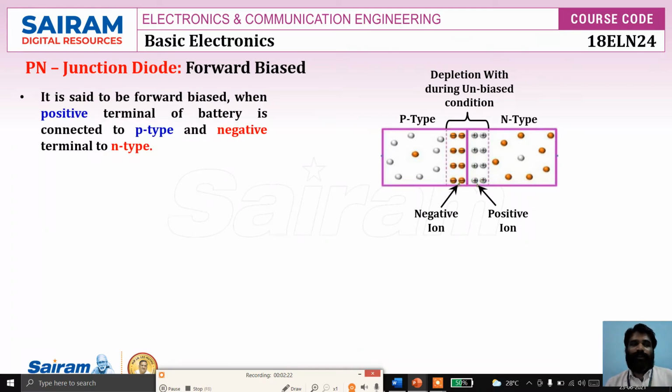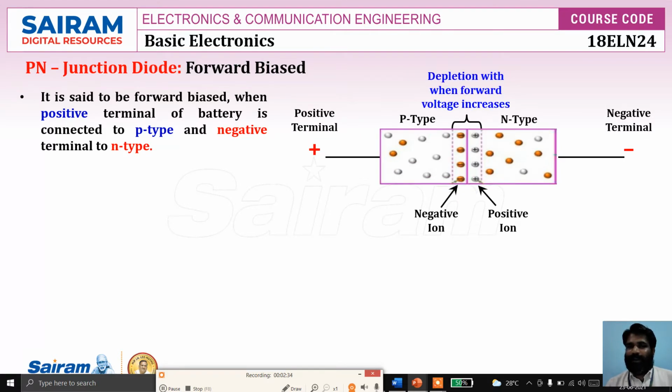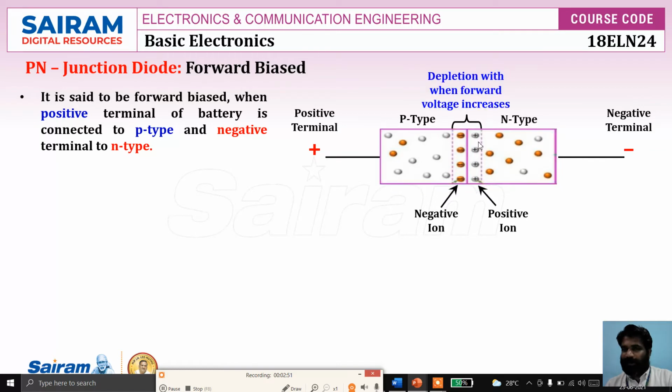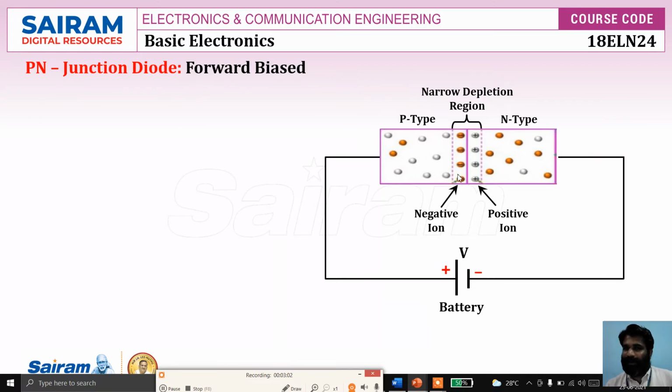Here the diode is said to be forward biased when the positive terminal of the battery is connected to P type and the negative terminal is connected to N type. When you connect the potential, the depletion region gets reduced. See, this is the unbiased condition. When you connect the positive terminal to P type and negative terminal to N type, the depletion region gets reduced as the forward bias voltage increases. This is the positive ion and negative ion, and this is the circuit diagram.